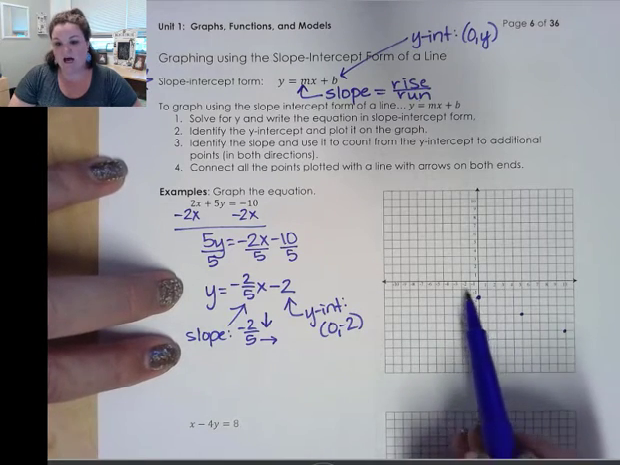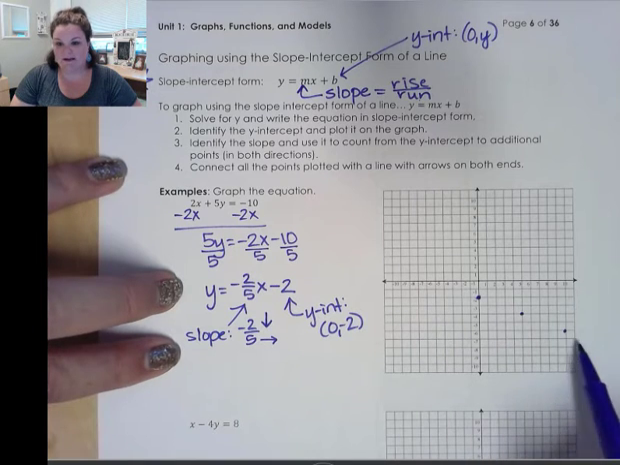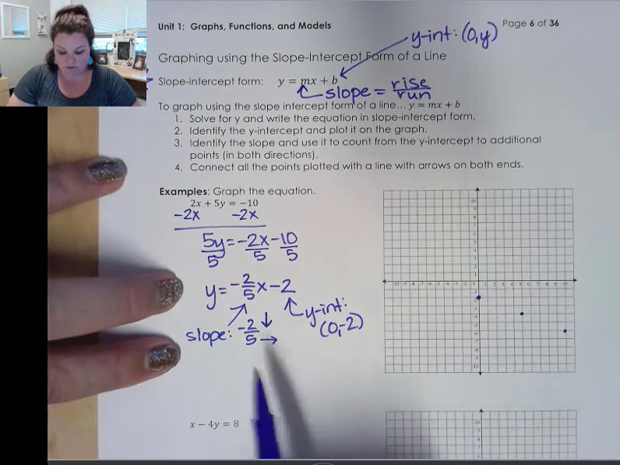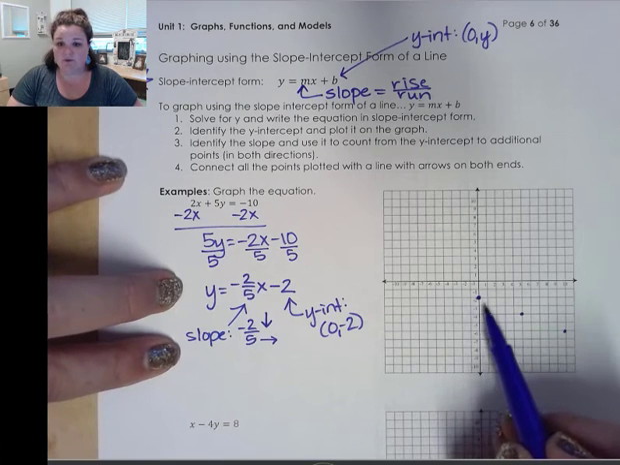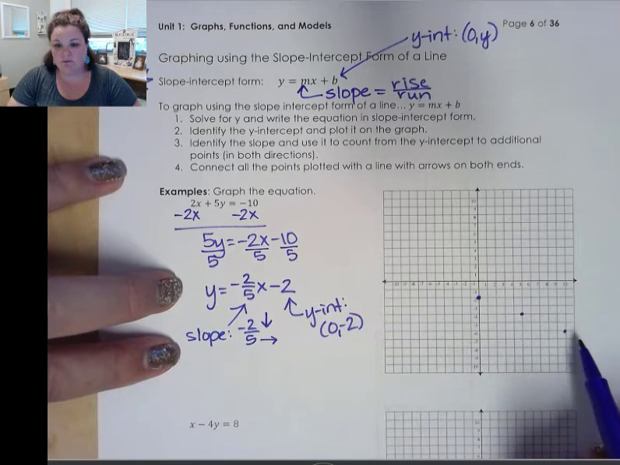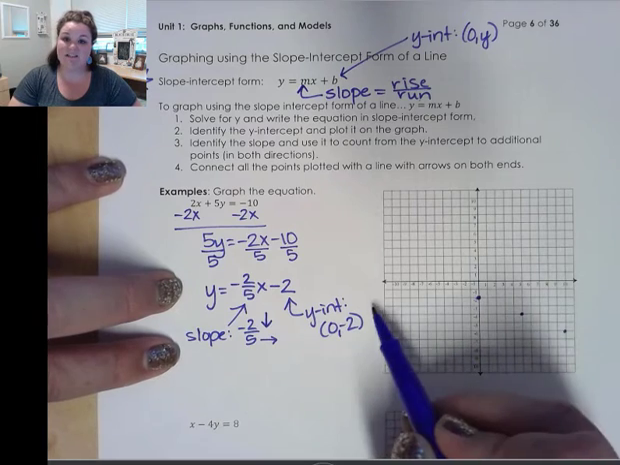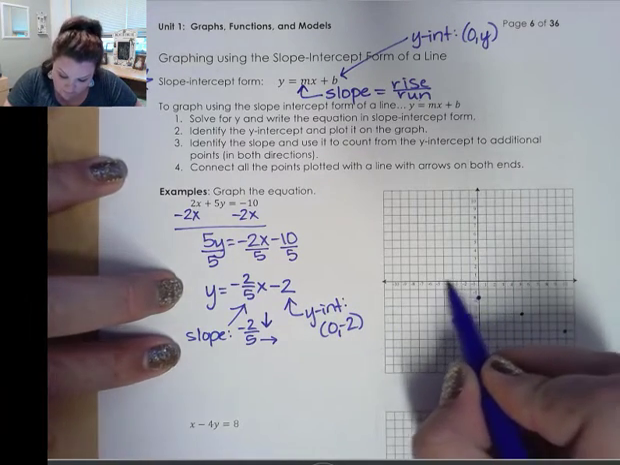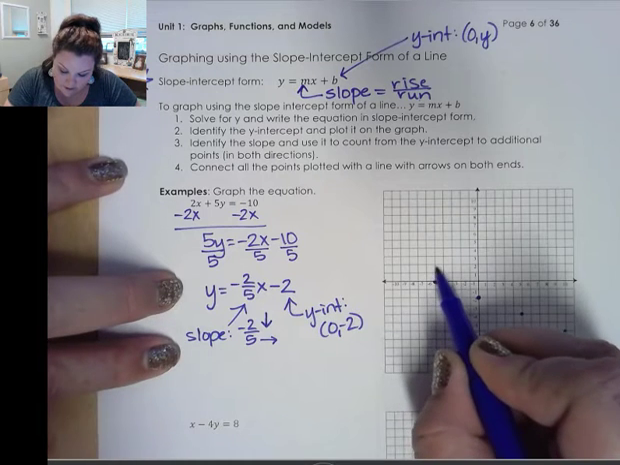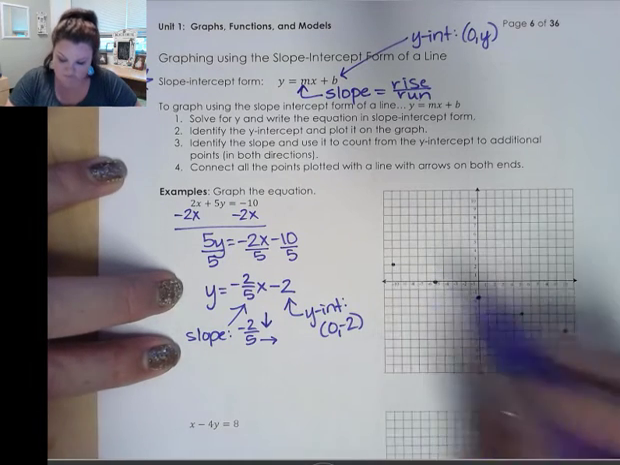If you want to keep going in the opposite direction, if you happen to run out of graph over here like I did, you just do the opposite of what you did. So to go to the right, obviously we're going down 2, forwards 5, down 2, forwards 5. So if we want more points going to the left, we do the opposite. So we would go up 2, backwards 5. Okay, up 2, backwards 5.